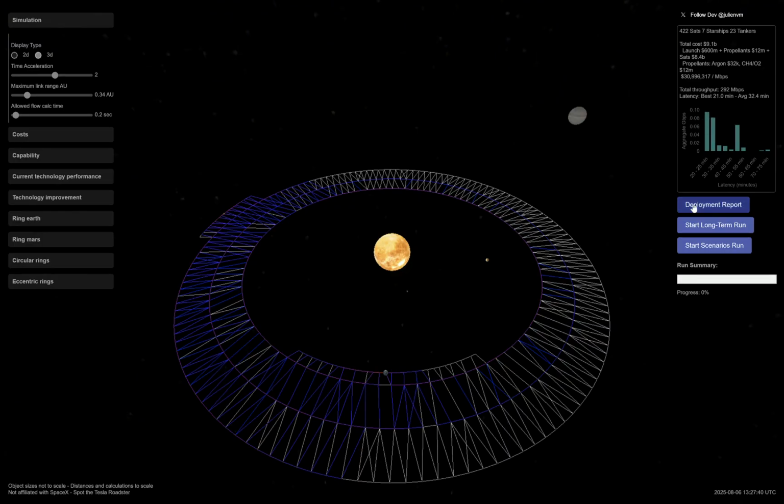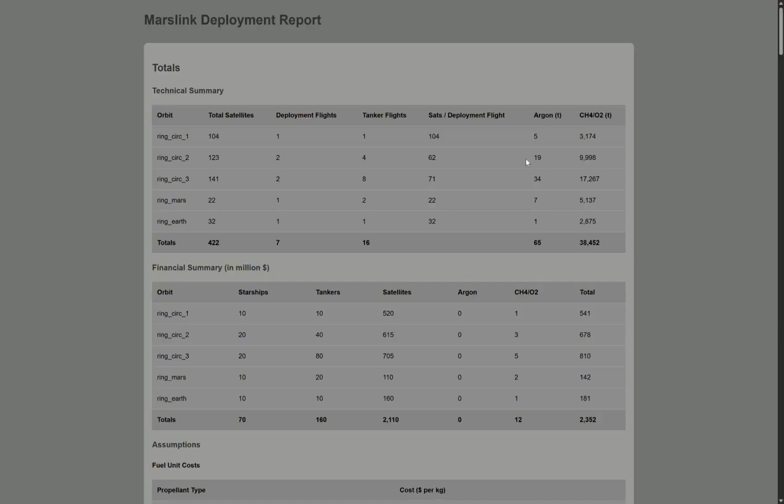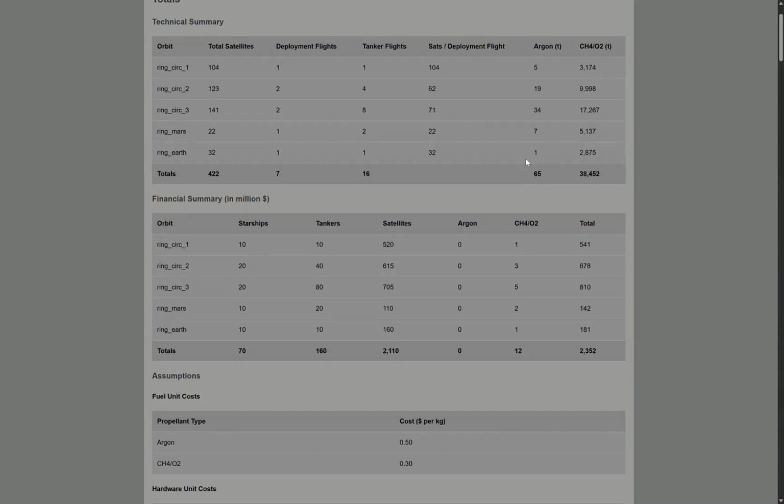And then the deployment report is quite interesting. It shows you what is the schedule of deployment in terms of the fuel required and the number of tankers required. And this is if you want to simulate over a longer period of time to get some results. And here's the Marslink deployment report.